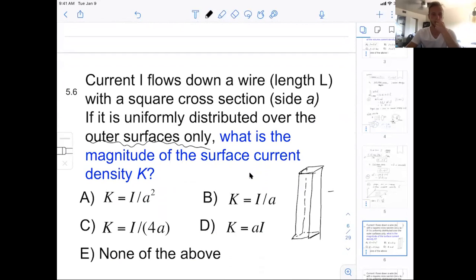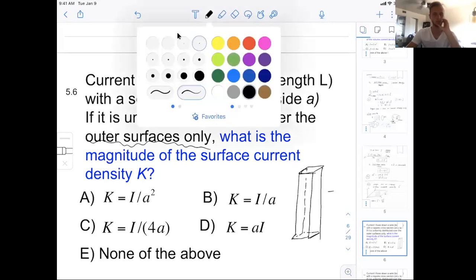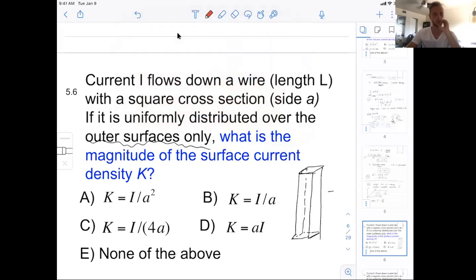Now the question is, what kind of length should we divide it by? What do you think? I would say the width, since we care about the width that's perpendicular to the current flow. Would it be the A then? Yeah, I guessed answer B, so K equals I over A.